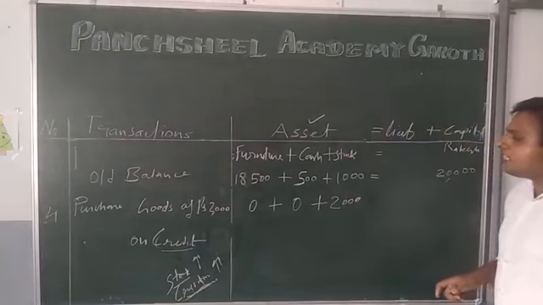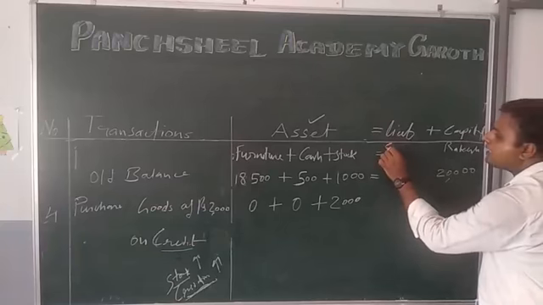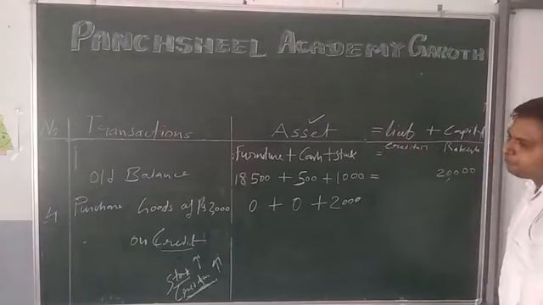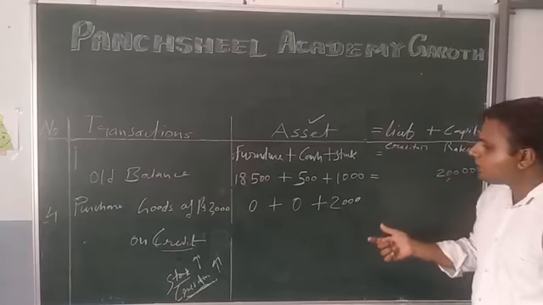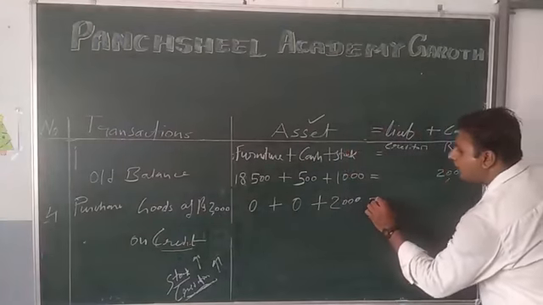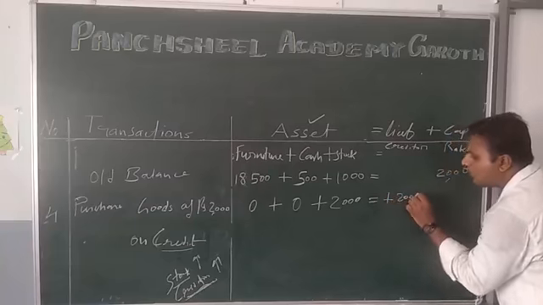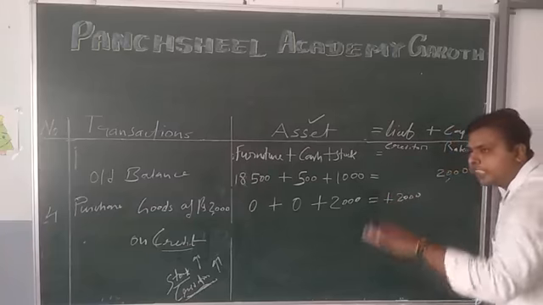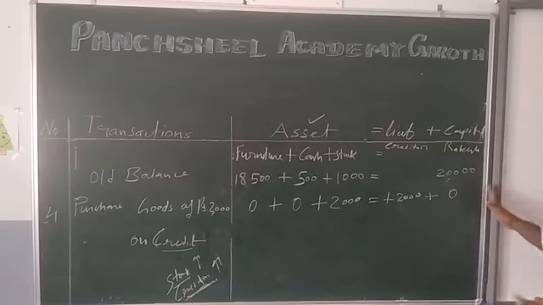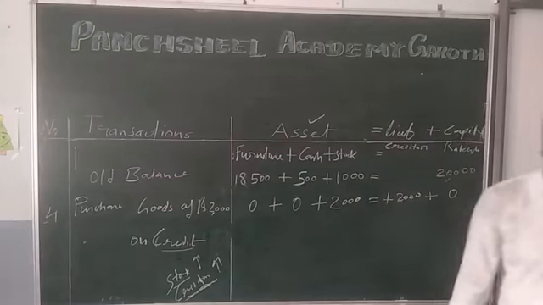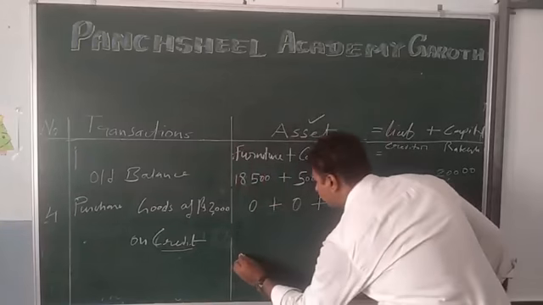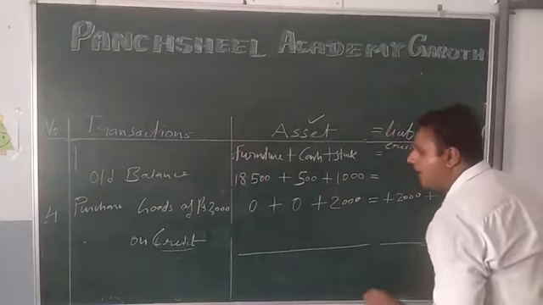Now, who is the creditor? To whom do we have to pay? It is a liability. Note it down in your copy: creditor is a liability. So the creditor is also increasing, by 2,000. I will write here plus 2,000. It is increasing, that's why plus. If it was decreasing, then minus. Okay. Capital is 0, not increasing, not decreasing. So now balancing.